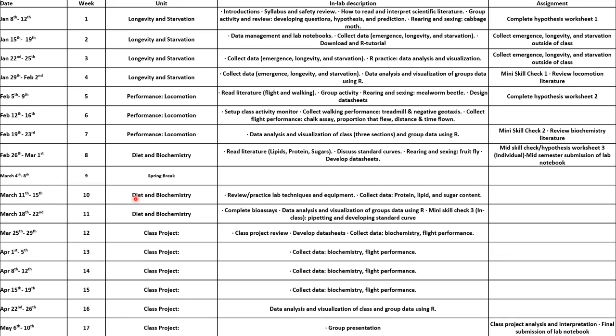BIOL 151, so either the health decisions or the diet and exercise physiology, is that we would have 3 units or 3 modules to begin the class with, where you'd learn different strategies. So for diet and exercise, we'd learn about longevity and starvation, and then locomotion, and then biochemistry, and then the last probably 5 weeks you would participate in a class project. Again, there will be both in-class and out-of-class assignments, but we'll use standards-based grading where you'll get repeated attempts to meet those standards.